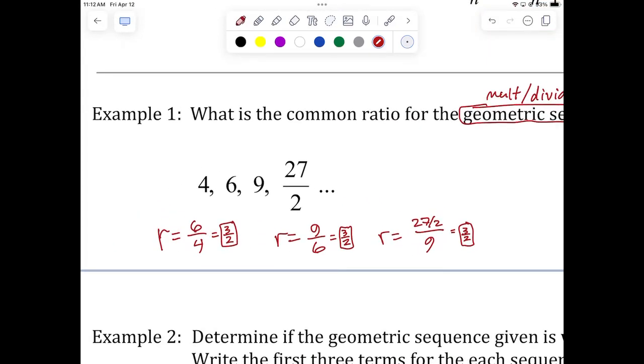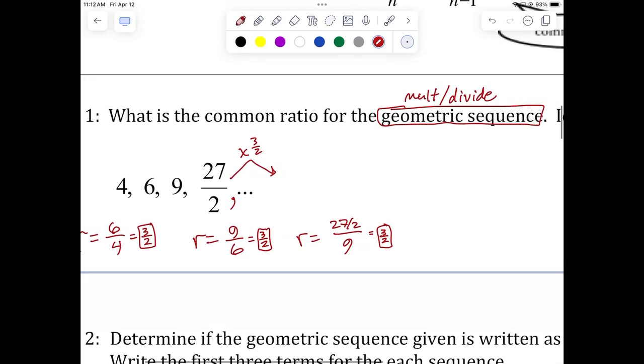If you absolutely know it's geometric, and this one said it was, just do 6 divided by 4. Make the number small, 6 divided by 4, it's 3 halves. So to generate the next term, I've got to multiply by 3 over 2. Let's do that off to the side. 27 halves times 3 over 2. Does anything divide out? No, it doesn't. So if I multiply straight across, I get 81 over 4. So that's the next term in the sequence, 81 over 4.